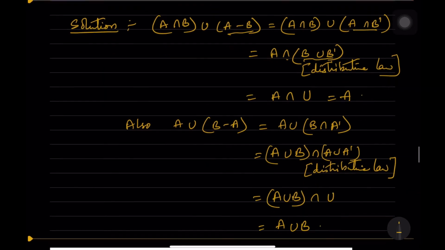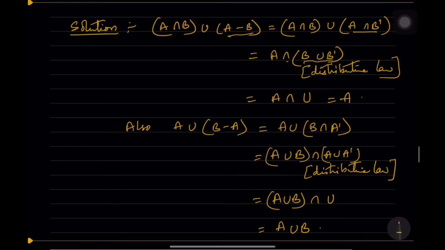Now next, here if you see that A union of B minus A is equal to A union of B intersection A dash. Because B minus A can be written as B intersection of A dash. Minus is there, we will replace it by intersection, and whenever we are replacing by intersection, we are going to write A dash in the last. So therefore that is equal to, if you are taking distributive property, A union B intersection A union A dash. Now what is A union A dash? It's nothing but equal to the universal set.